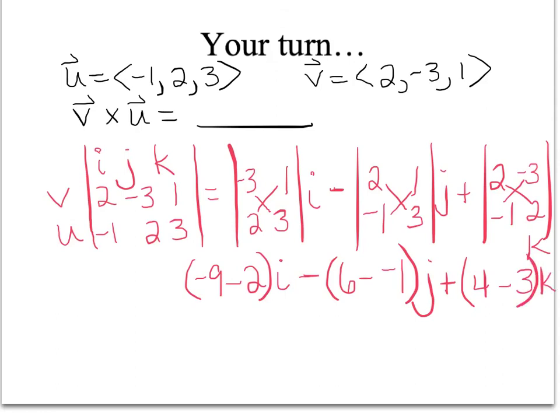So when I simplify that, I will have negative 11i. Negative 6 minus negative 1 is 7, but because it was the j component, we do the opposite, so minus 7j plus 1k. So the components for my matrix, if I don't write it in i, j, and k form, would be negative 11, negative 7, and 1.